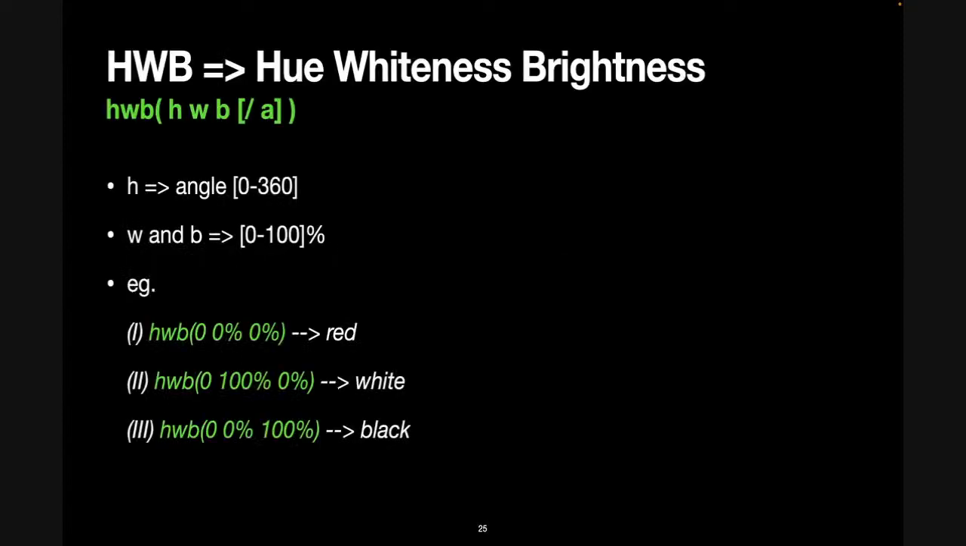Now HWB: hue, whiteness, blackness. If you set it to 100%, then they will become bright. I'll go to the syntax. The syntax again.